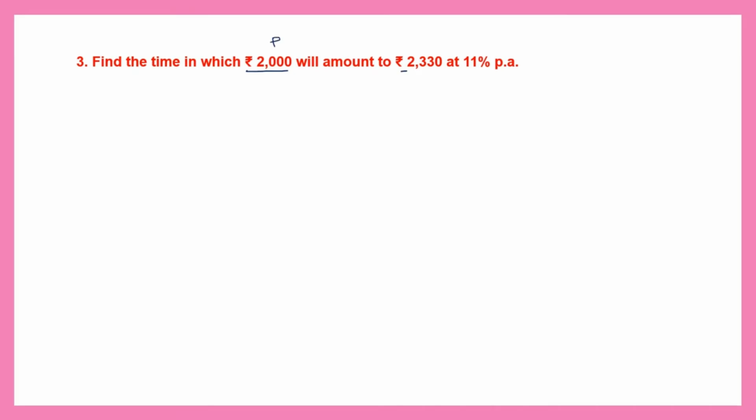So what will this amount be? Now the principal has become this. That means this is the final amount. This is the final amount. 2000 is the principal. 2330 is the amount and this is the rate of interest. Now we have to find the time. Now what is the formula to find time? We'll just write it down here by the side. T is time. Time is equal to simple interest into 100 divided by P into R.